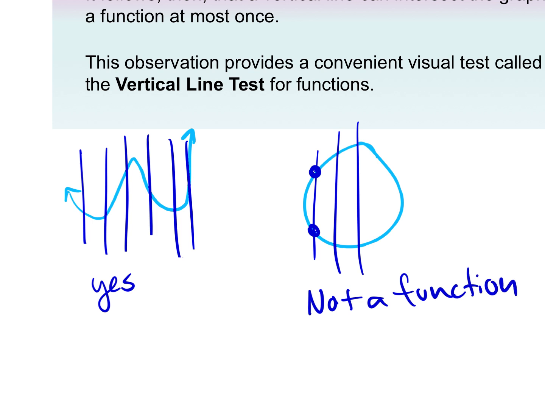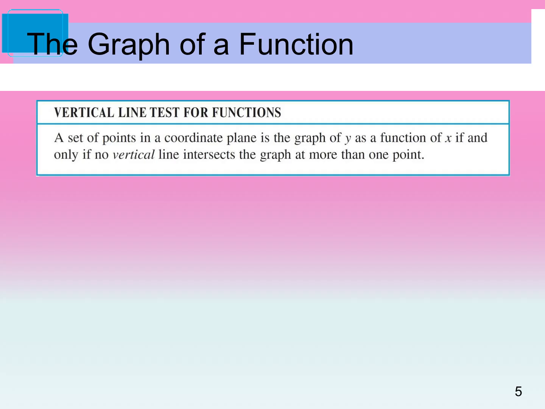There's a couple more examples on the next pages. So vertical line test says a set of points in a coordinate plane is the graph of y as a function of x if and only if no vertical line intersects the graph at more than 1 point. So it can only touch the graph at 1 point at a time.